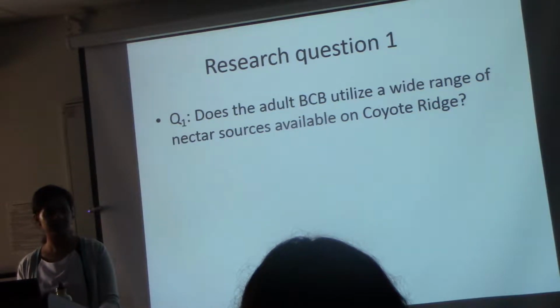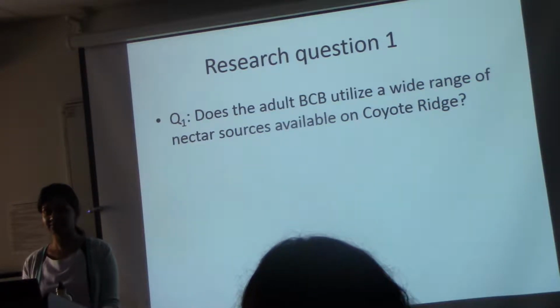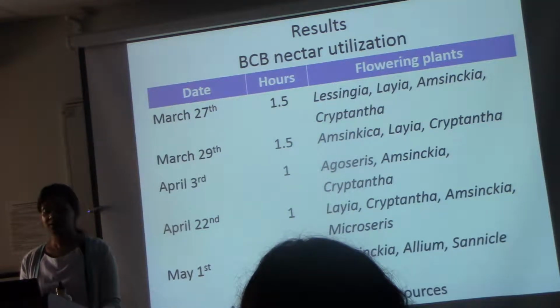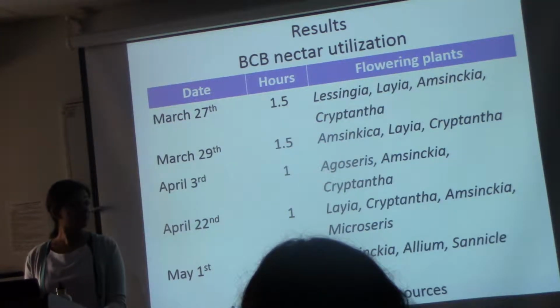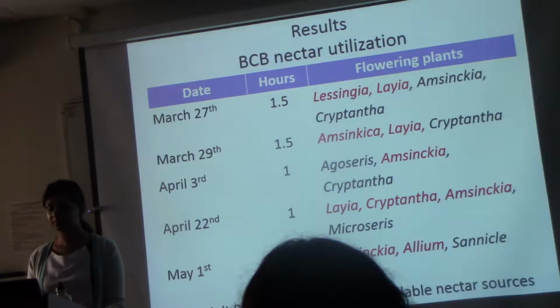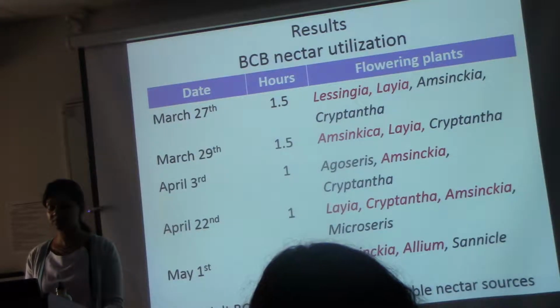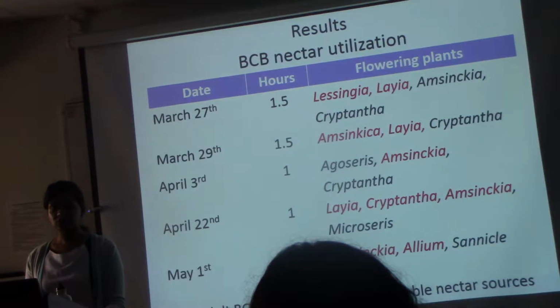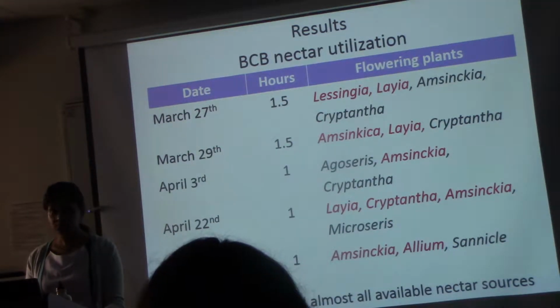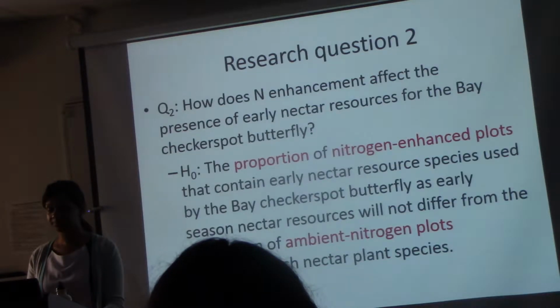For question 1, does the adult bay checkerspot butterfly utilize a wide range of nectar resources available on Coyote Ridge? Adult butterfly foraging behavior was observed upon emergence for 1.5 hours on the first 2 days and 1 hour each for the next 3 observations. The available nectar food sources mainly included mid to late blooming flowers. Out of the available nectar sources, the bay checkerspot butterfly utilized 50% of the available sources on the first and second dates and about 60 to 75% on the last 2 dates. These observations showed that the adult almost utilized all available nectar resources available.